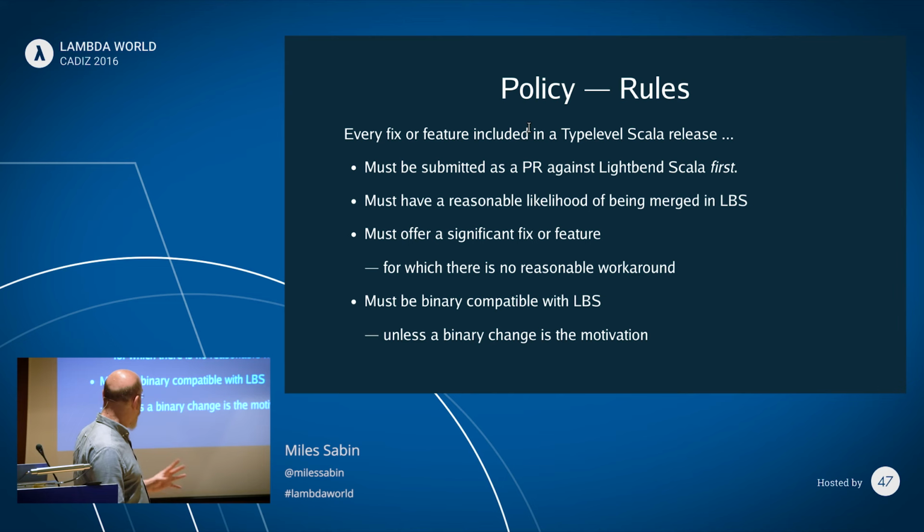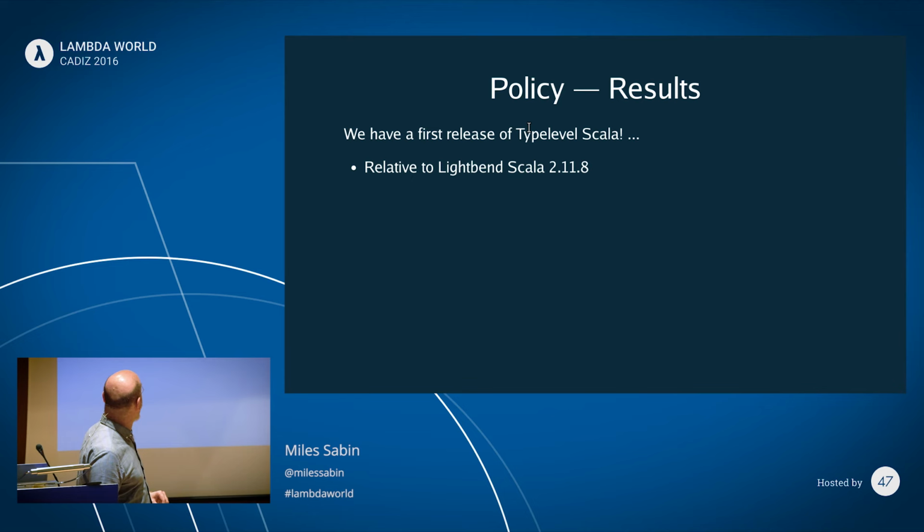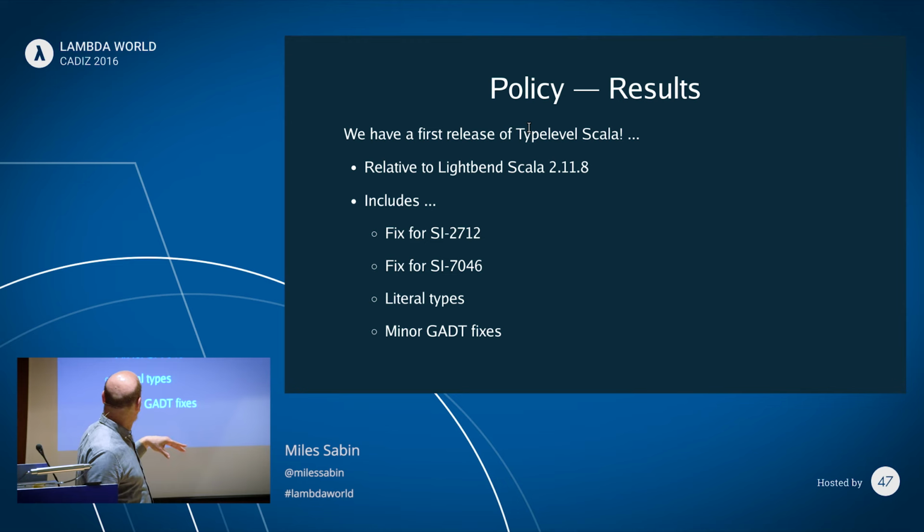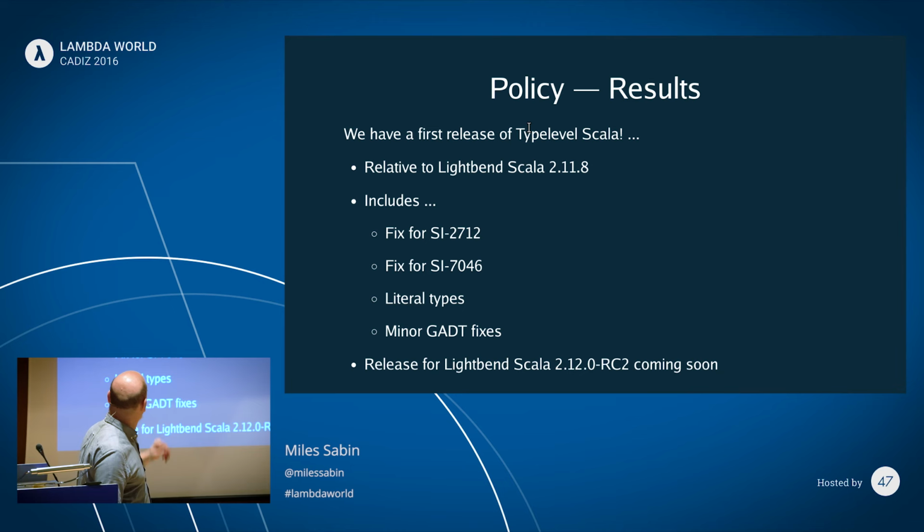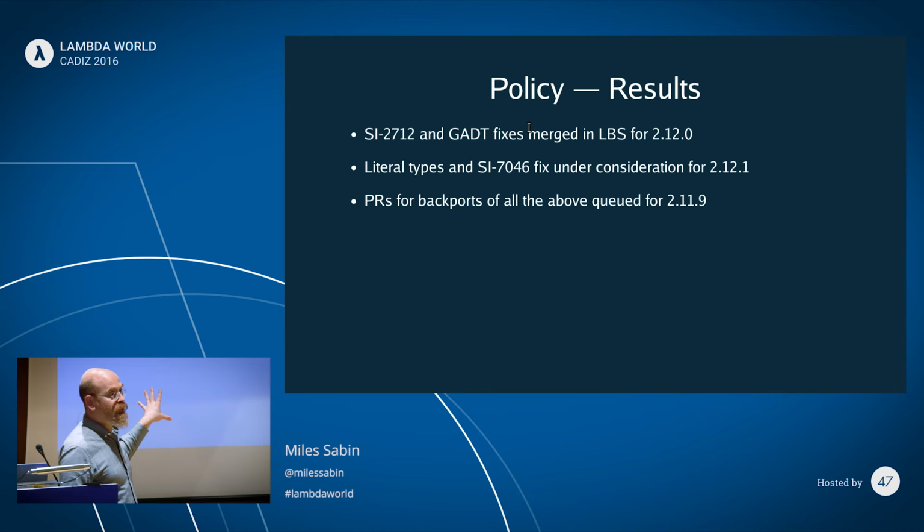Okay. So the results are: we got a first release out. It's relative to 2.11.8 at the moment. As soon as there's a 2.12 release out, there will be a Typelevel Scala corresponding to that. It includes the SI2712 fix, it includes a fix for SI7046, it includes the literal types changes, and it includes some minor GADT fixes, which I'm not going to talk about today. That's coming soon. Okay. All of these things exist in the form of pull requests against 2.12 and 2.11. So, ideally, we will see all of these things arriving in subsequent Lightbend Scala releases.